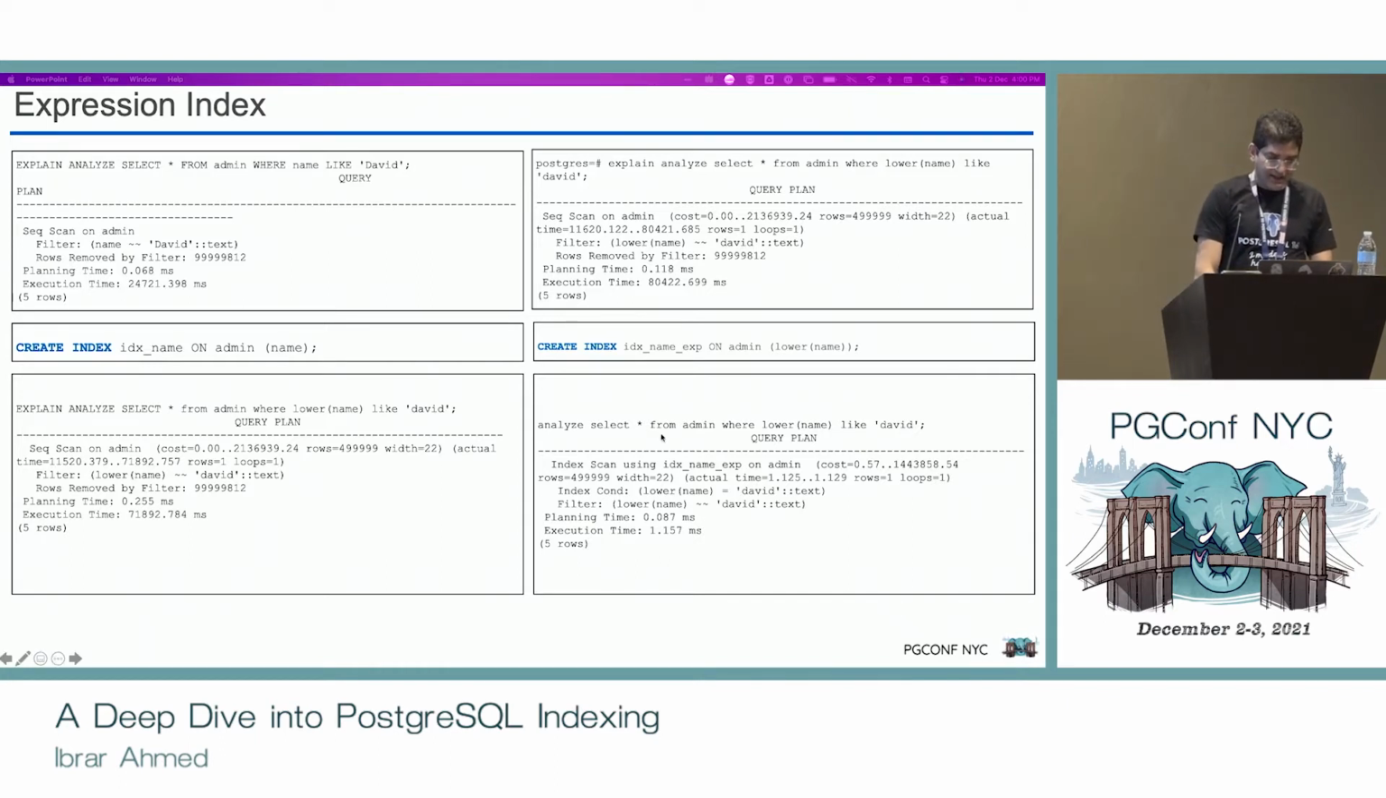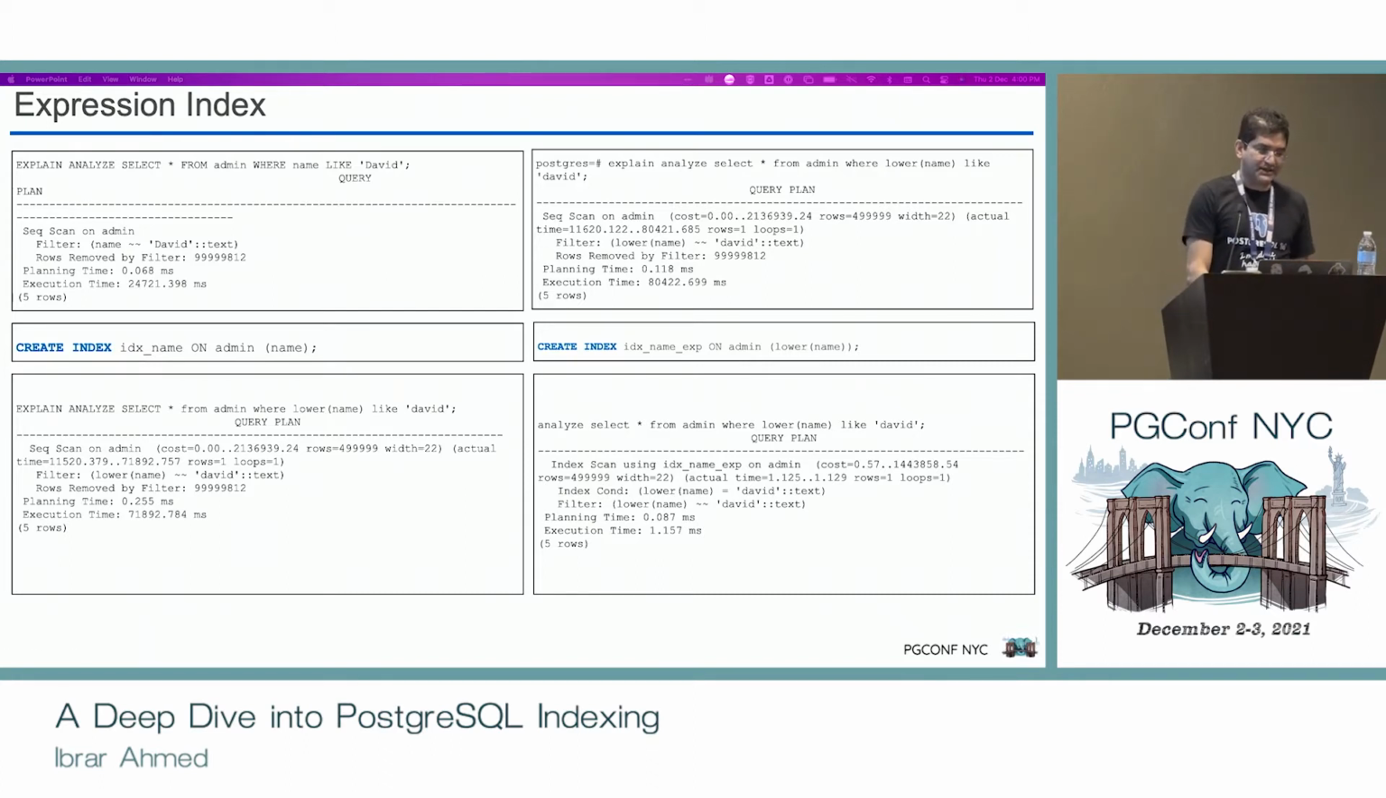You can see that create index idx_name on admin lower. You put the function name and the column name. So you have created an index after applying the lower function on that column. It will store all the values of name in lowercase in that index. So when you compare, it will give you really good performance.